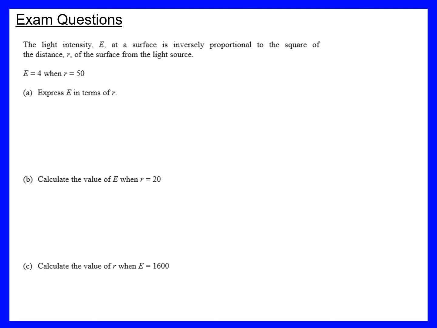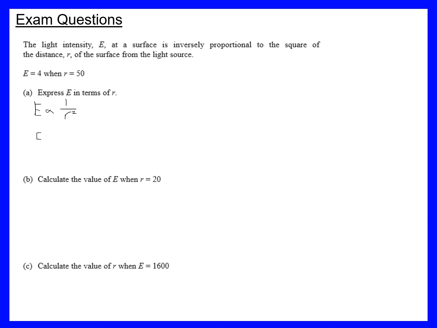So we can see the light intensity E at a surface is inversely proportional to the square of the distance r of the surface from the light source. We've been told E is 4 when r is 50, and again it's broken down in steps. We're asked to express E in terms of r. So we start off with our statement. E is inversely proportional to r squared. Remember, it says the square of the distance r.